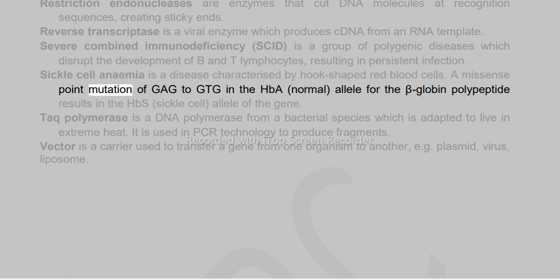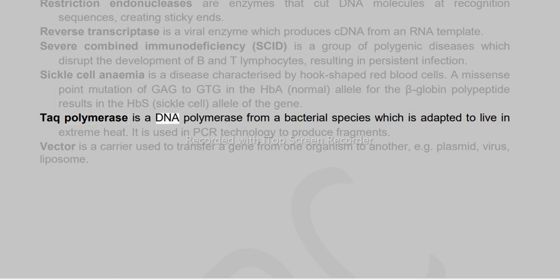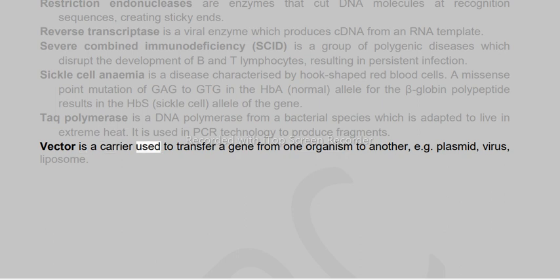A missense point mutation of GAG to GTG in the HBA, normal, allele for the globin polypeptide results in the HBS, sickle cell, allele of the gene. Taq polymerase is a DNA polymerase from a bacterial species which is adapted to live in extreme heat. It is used in PCR technology to produce fragments. Vector is a carrier used to transfer a gene from one organism to another, e.g. plasmid, virus, liposome.